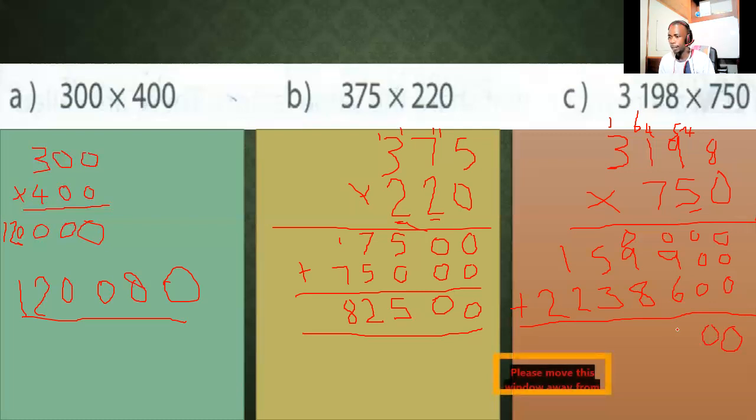We are adding. 096. 9 plus 6, that's 15. 5 carry 1. We carry 1 here. 1098. 1 plus 9, it's 10 plus 8, 18. 8 carry 1. 153, it's 9. 1, 2, it is 3. Then 2 is 2. So the answer is 2,398,500.